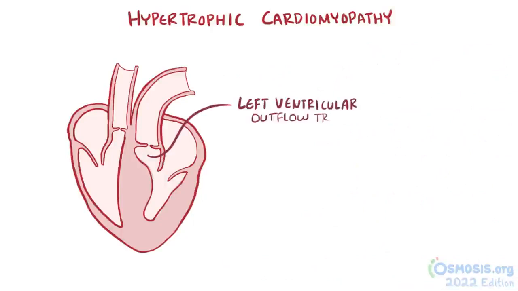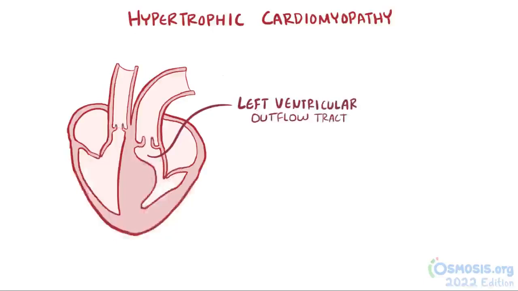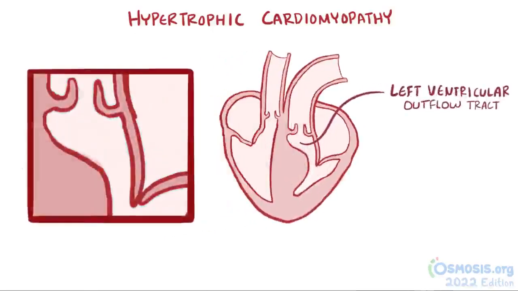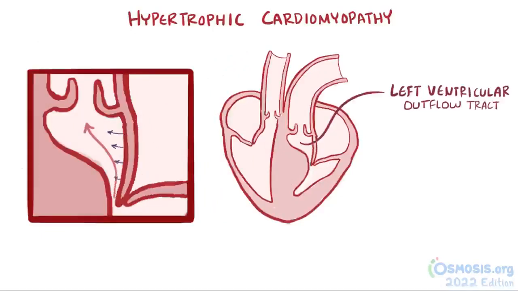In some patients, the muscle growth of the interventricular septum essentially gets in the way of the left ventricular outflow tract during systole, or ventricular contraction. And this increases blood velocity through that smaller opening, and that pulls the anterior leaflet of the mitral valve toward the septum, called the Venturi effect, which even further obstructs the left ventricular outflow tract. For this reason, hypertrophic cardiomyopathy is sometimes called hypertrophic obstructive cardiomyopathy.